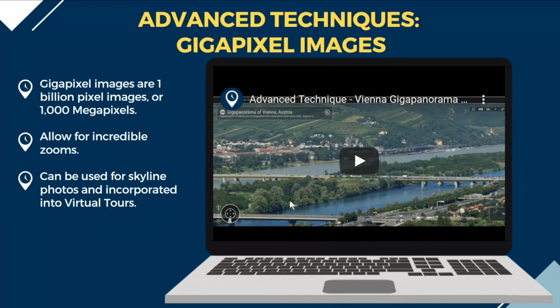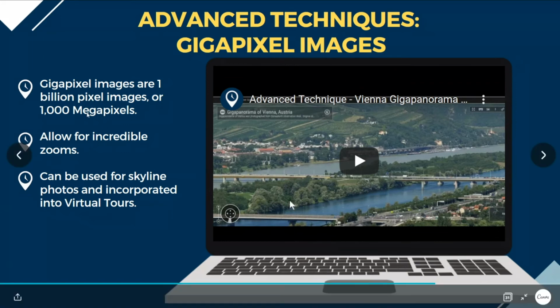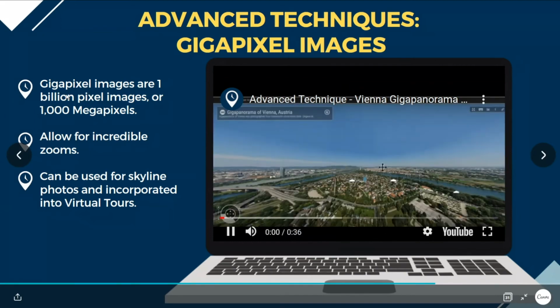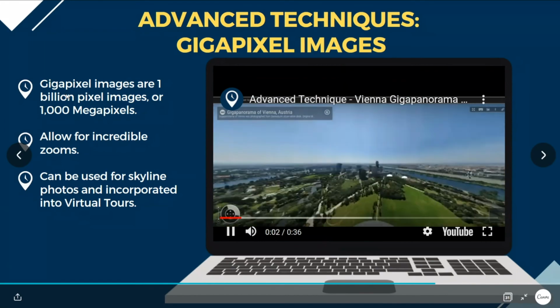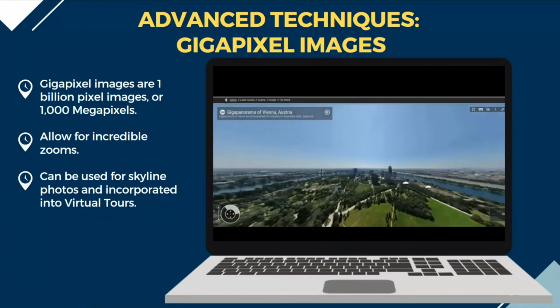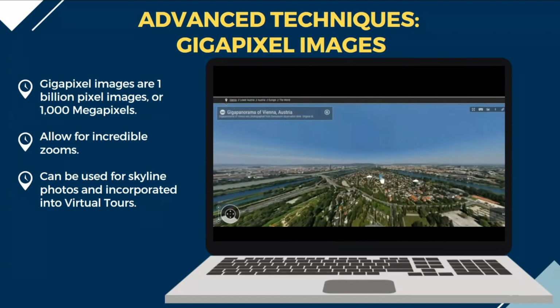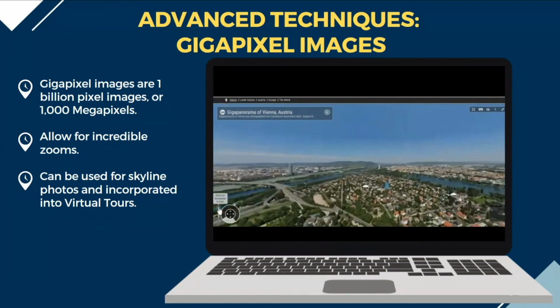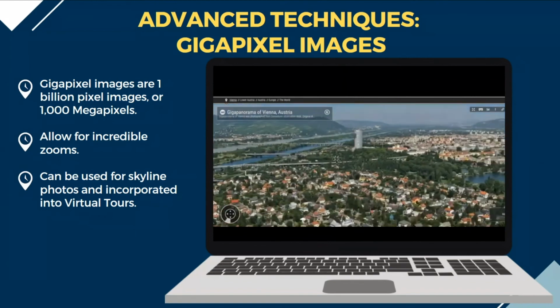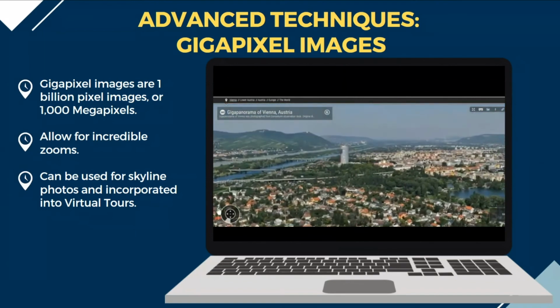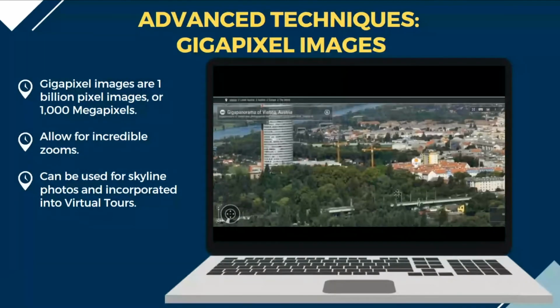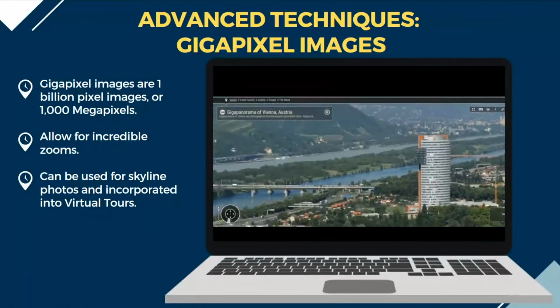Yeah, great. And then here's another kind of advanced technique that I think is really cool. Many of you might have seen these before: gigapixel images. These are 1 billion pixel images, or the equivalent of 1,000 megapixels, and these can be taken with high quality cameras, DSLRs that stitch together various photos. As you can see here, they stitch them together into a panorama, and then you're able to zoom in to an insane degree.